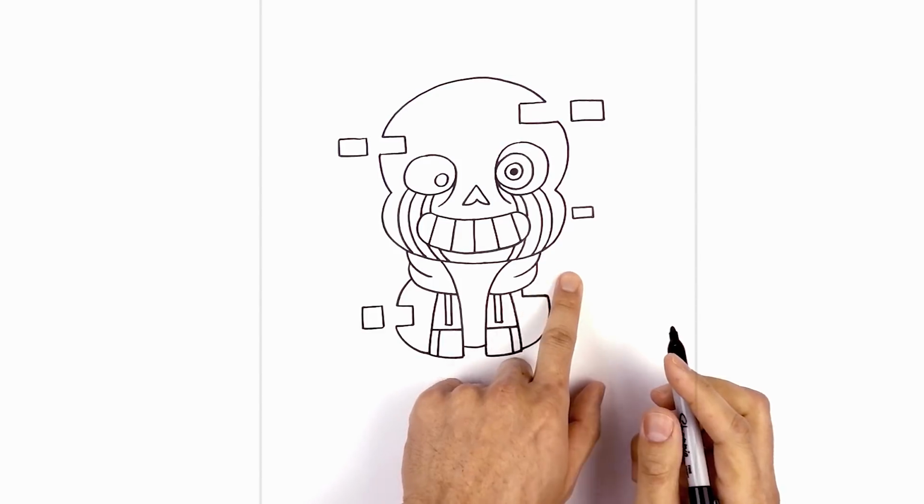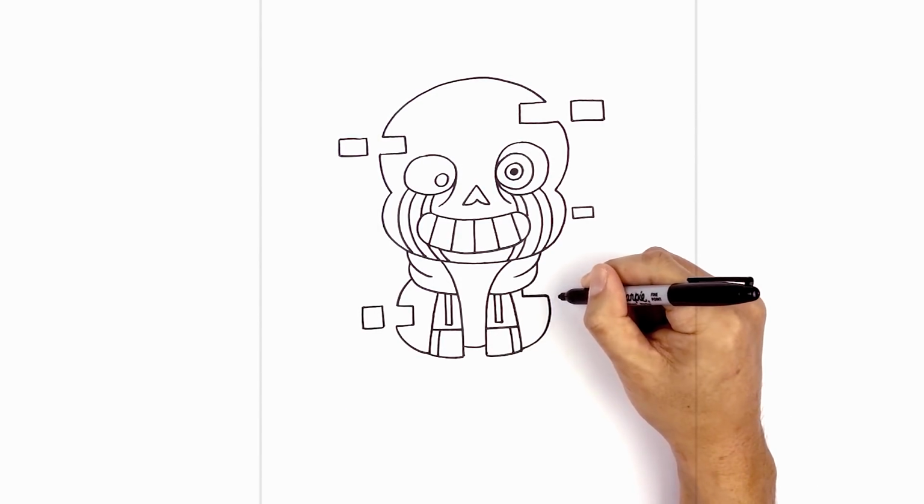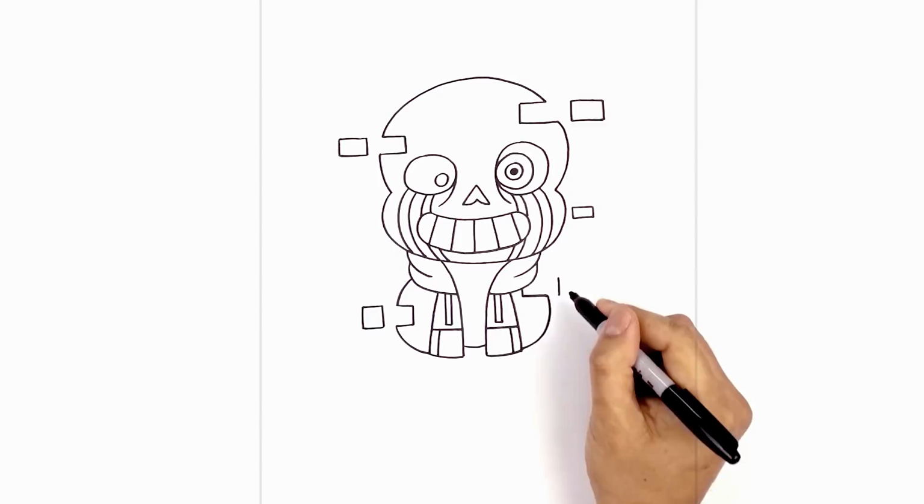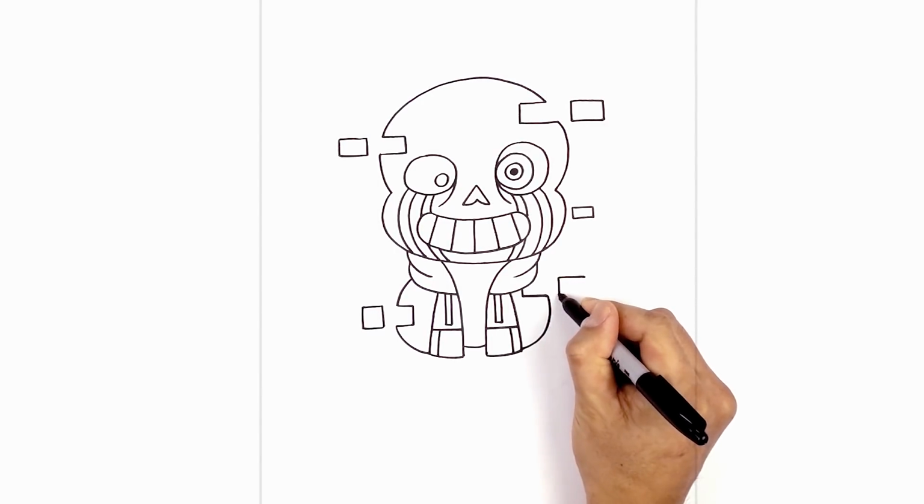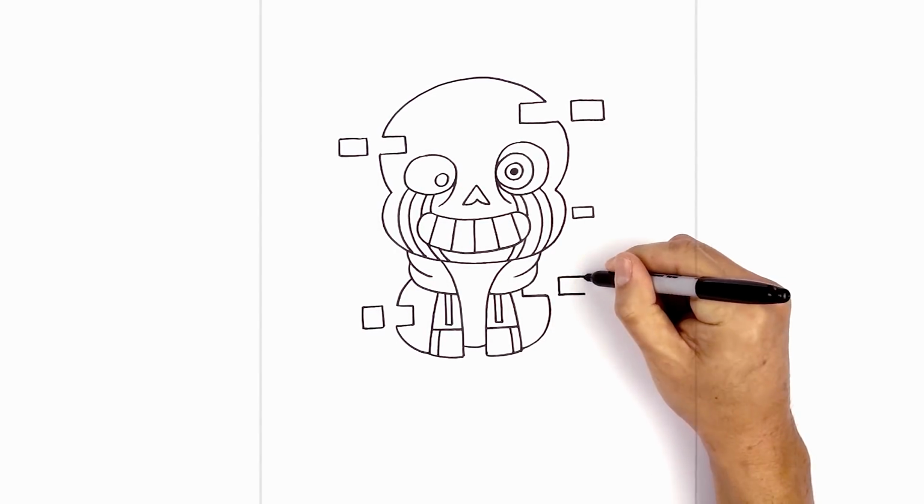Now we're going to do the same thing up here. We're going to add a rectangle. Starting from the bottom line, we're going to step over. Draw a straight line going up. Go across with a slightly longer line. And then close off the end.